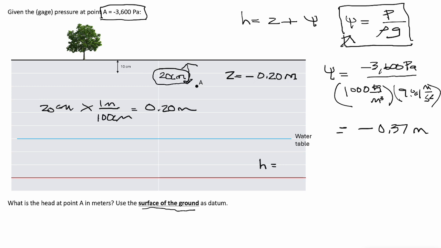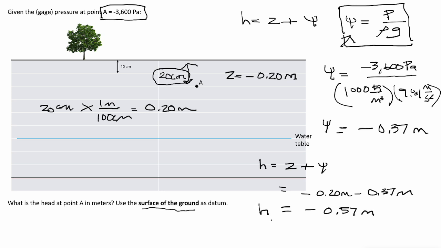So Z is negative 0.20 meters. Psi, which I already calculated, was negative 0.37 meters. So H equals Z plus psi is equal to negative 0.20 meters minus 0.37 meters, which will equal negative 0.57 meters. That's the head at A, the first part of our answer.